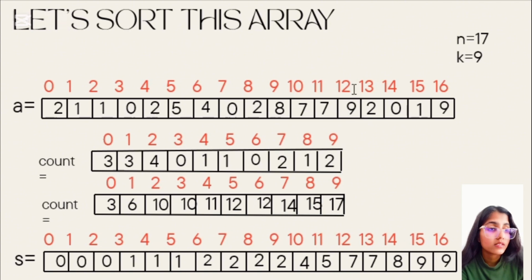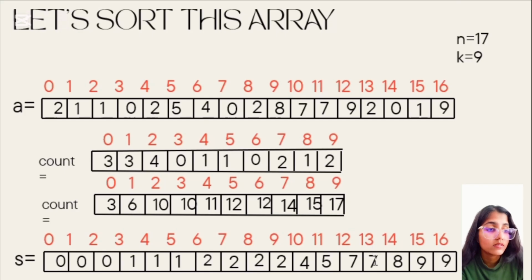Then another 9 is here. So when it again comes to the 9th index, it was changed from 17 to 16, so decrement 16 by 1, so it is 15. So add 9 to the 15th index of the sorted array. Then it is 7. Go to the 7th index, it is 14. Decrement 14 by 1, so it is 13. Add 7 to the 13th index. Then it is 7 again. Go to the 7th index.